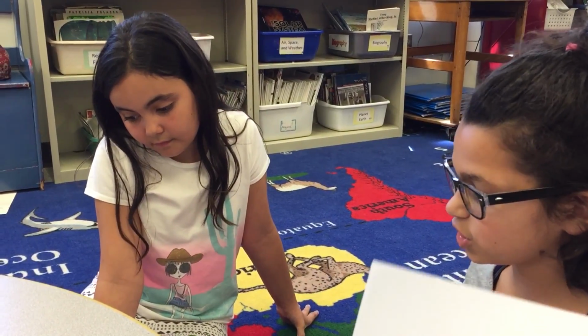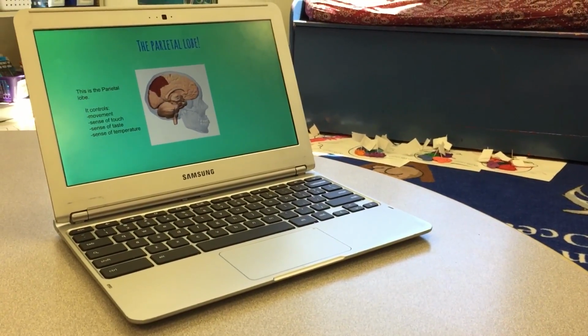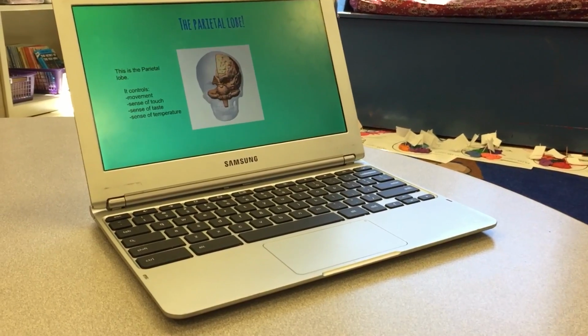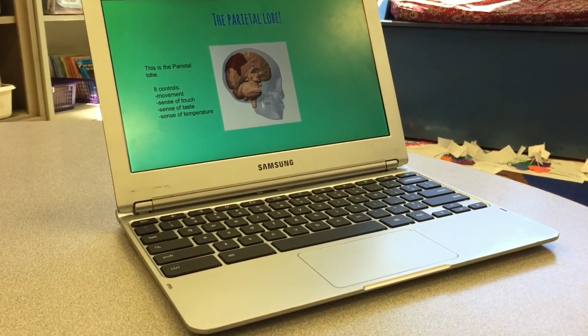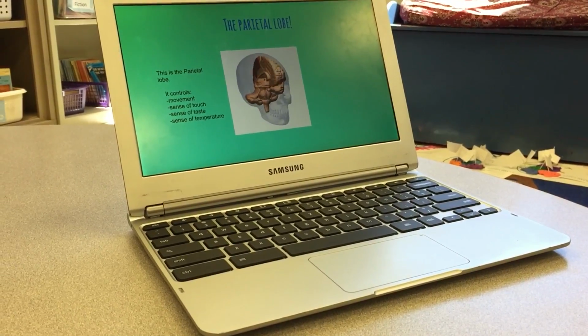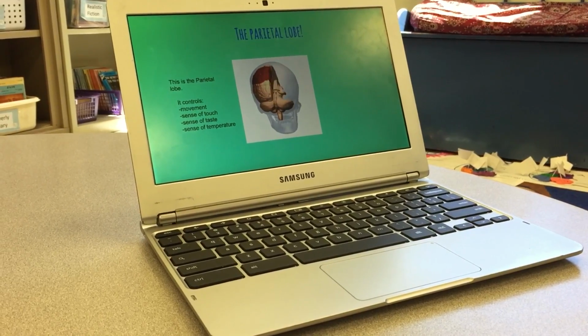Okay. The next question is, what does the parietal lobe control? Okay, great. So what do you think it controls? The parietal lobe controls sense of touch, sense of taste, and sense of temperature. Perfect. What's the next question? Okay, the next question is, what is the temporal lobe?